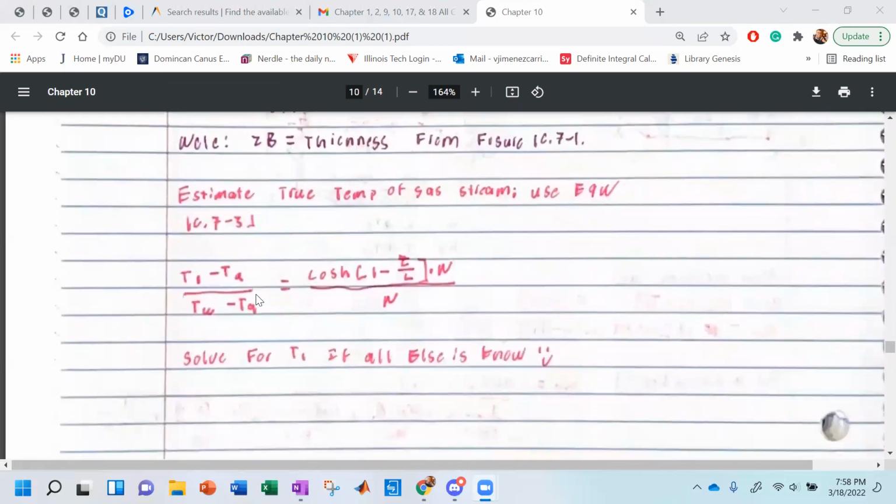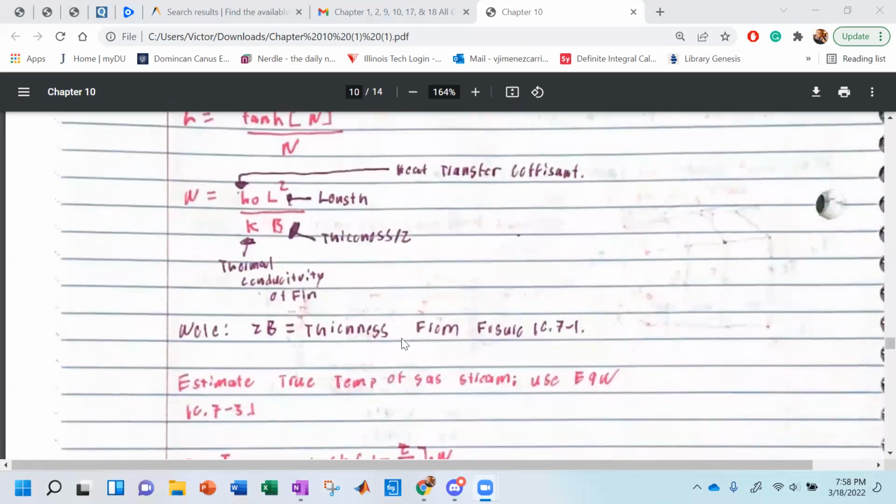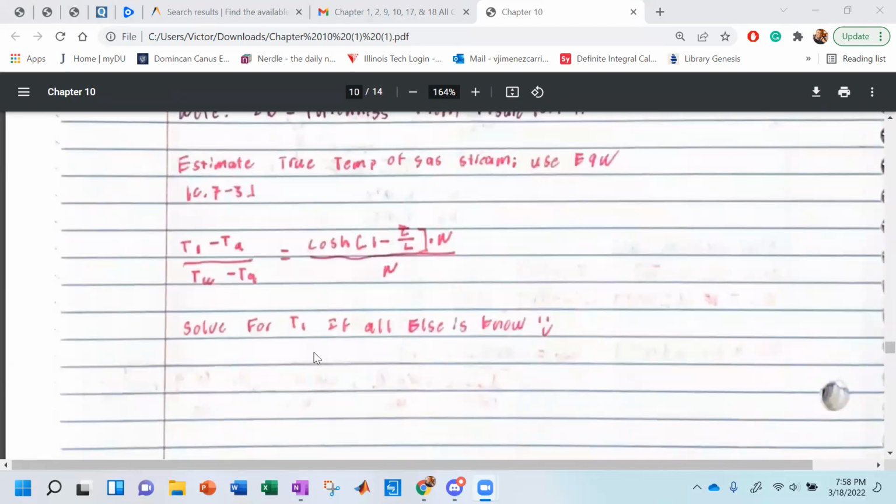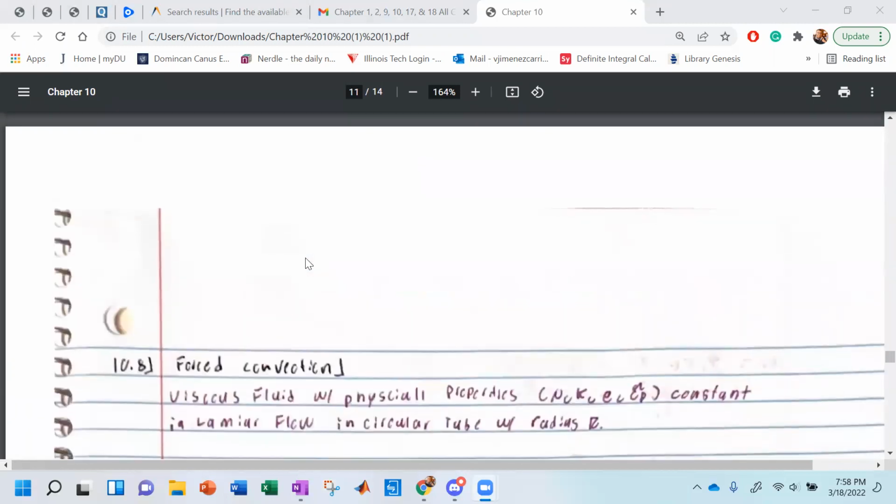Now, if they're asking you to estimate the temperature of a gas stream using a fin, this is the equation for it. You should know the temperature of air, the temperature of the wall, and you could solve for T1. This is hyperbolic sine multiplied by 1 minus Z divided by L times N, which N is defined up here, divided by N. Solve for T1 and everything else is known. You go to your calculator, your Wolfram Alpha, whatever, and it'll solve it for you. Don't waste time doing this the analytical method.